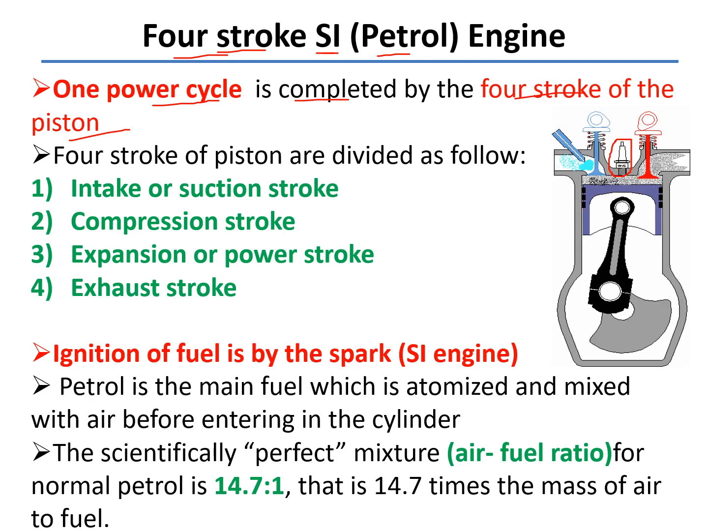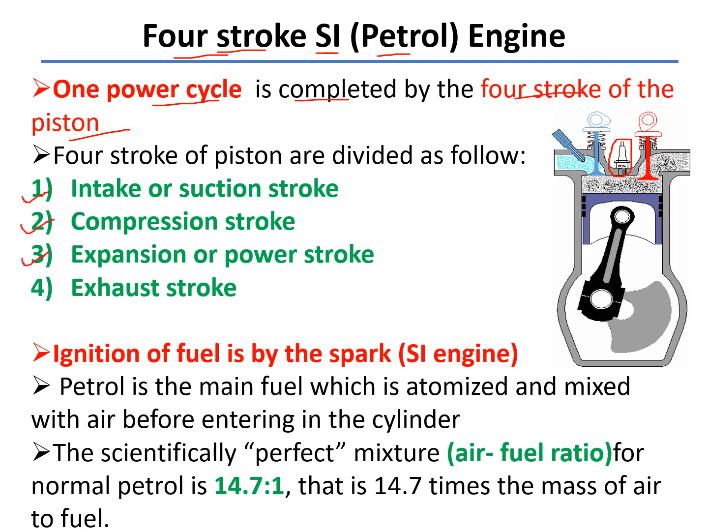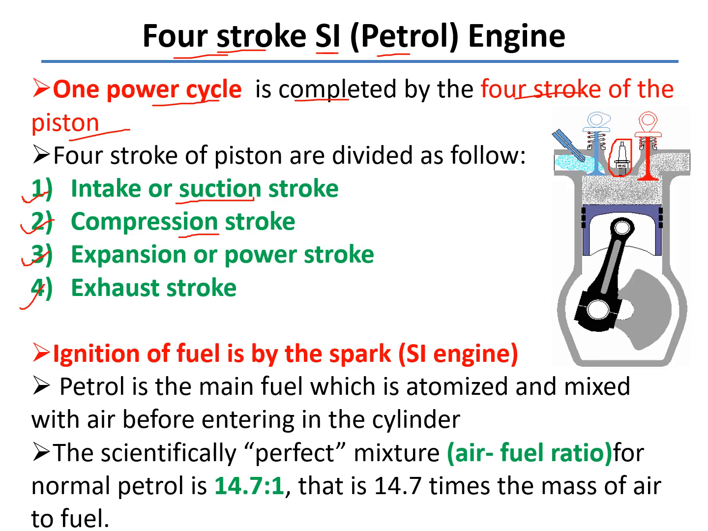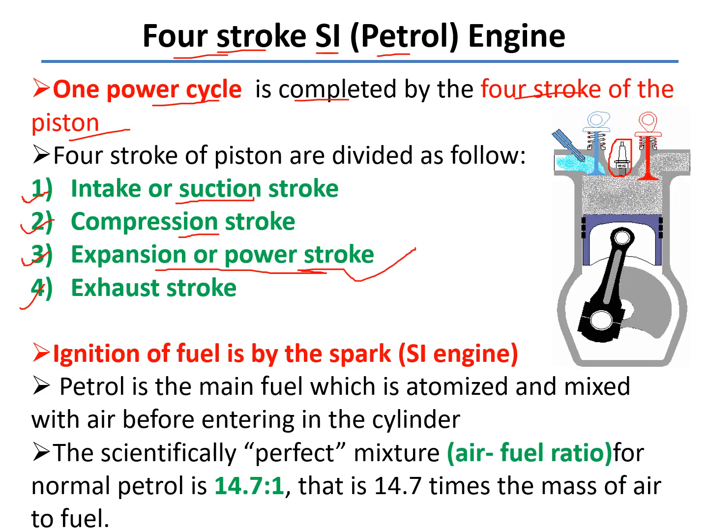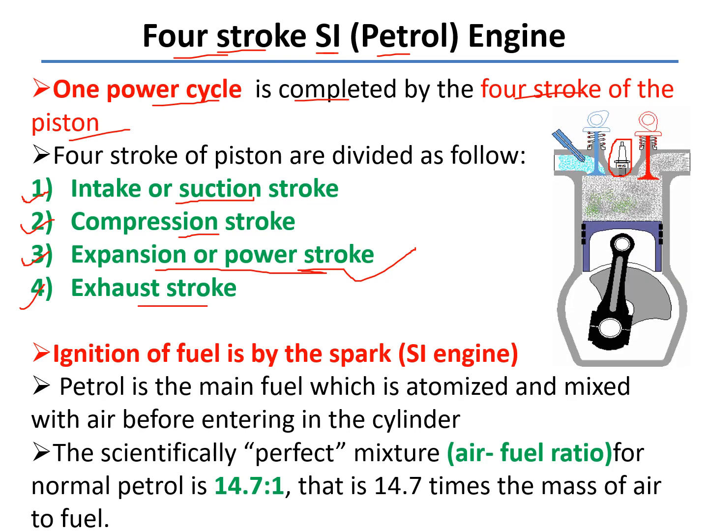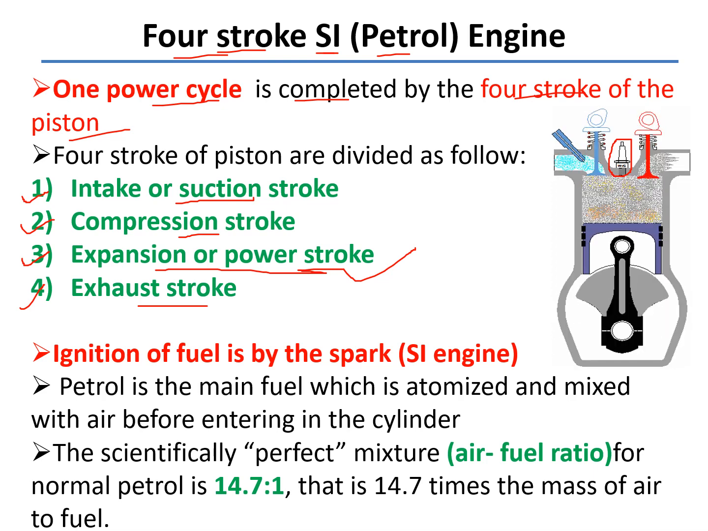Now here I mentioned these 4 strokes which will complete the one power cycle. The first one is the intake or suction stroke. The second is the compression stroke. The third is the expansion or power stroke. This is the stroke where you are getting the power, so that is the reason why the expansion stroke is also known as the power stroke. And the last is the exhaust stroke. So we have 4 strokes of the piston and we complete one power cycle, and these are the main 4 strokes which take place in that particular power cycle.